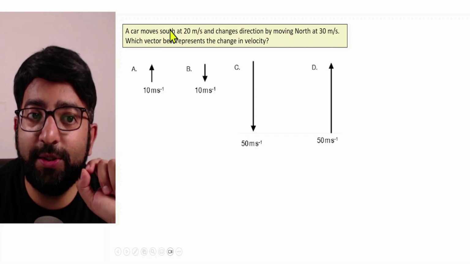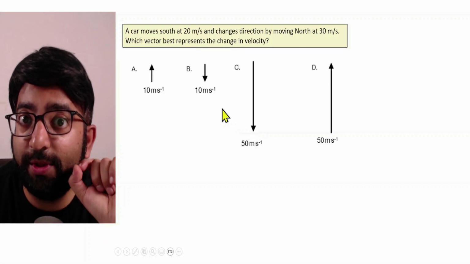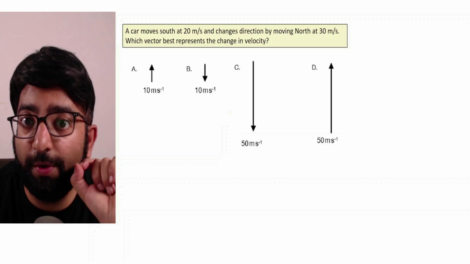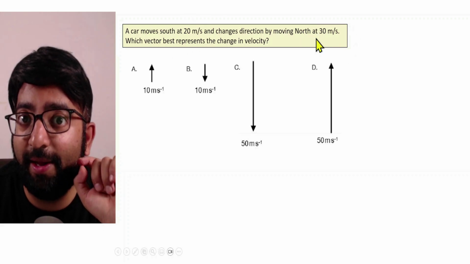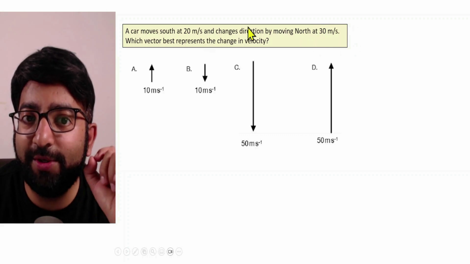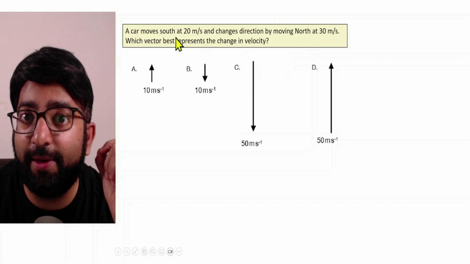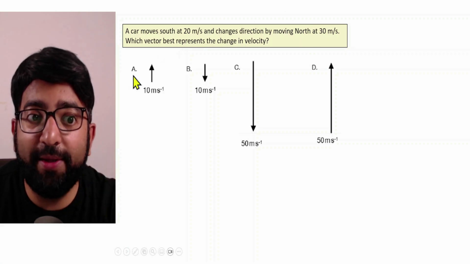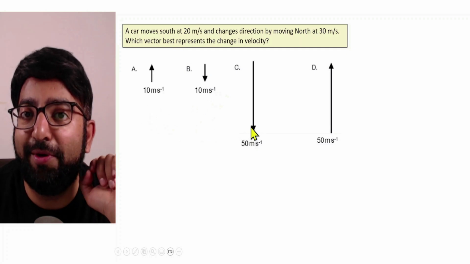A car moves south at 20 meters per second and changes direction by moving north at 30 meters per second. Which vector best represents the change in velocity? Now, I will start with the most common mistake which a lot of students make. Since they see 20 meters per second and 30 meters per second, they just subtract them, because change in velocity is nothing but subtraction. So 30 minus 20 gives us 10, which means the answer would be either A or B. But that approach is actually wrong.